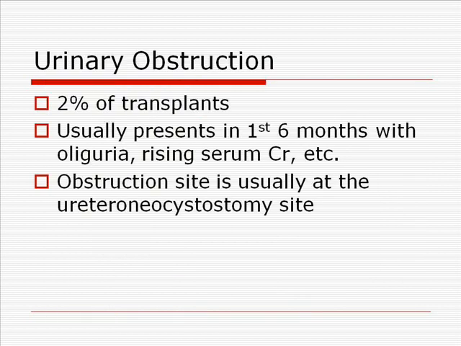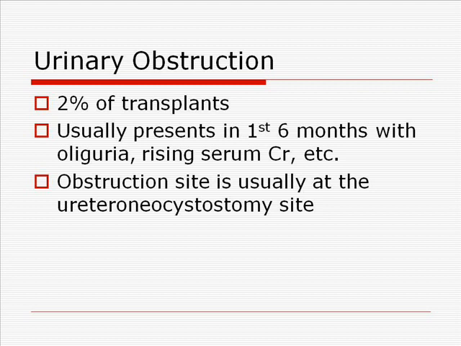Urinary obstruction is seen in 2% of transplants, usually within the first 6 months. The obstruction is usually at the ureteroneocystostomy site, secondary to scarring from rejection or ischemia. It can also be due to technical error during the ureteroneocystostomy placement or by kinking of the ureter. Less common causes are pelvic fibrosis, calculi, papillary necrosis, fungus balls, clots, or extrinsic mass compression. And it manifests as a rising serum creatinine and occasionally mild collecting system dilatation as well.